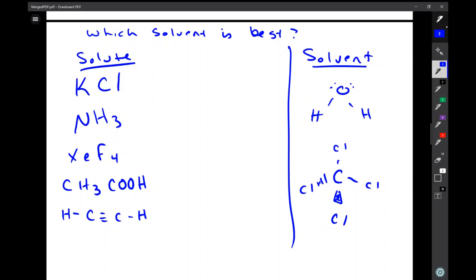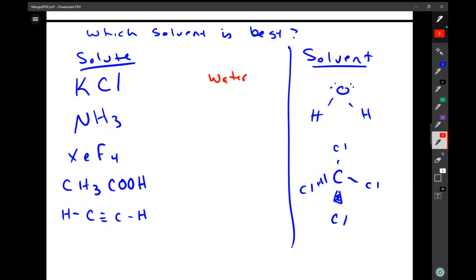Alright, so let's see what will dissolve in what here. Here I have a list of different solutes, and here are the two solvents that you can choose from. Here we have water, H2O, and carbon tetrachloride. Alright, so we'll look at KCl. What do you think? Yeah, that'll be water.